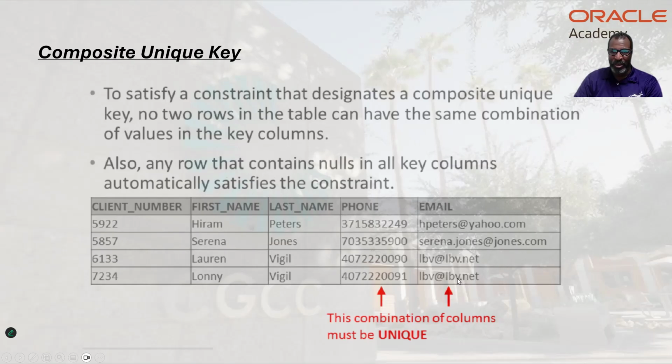All right, we call it a combo. Well, it's two columns to create a unique. We call it a composite unique constraint.